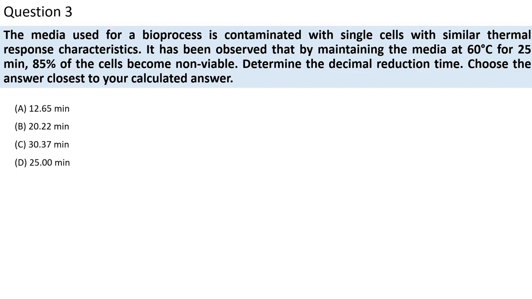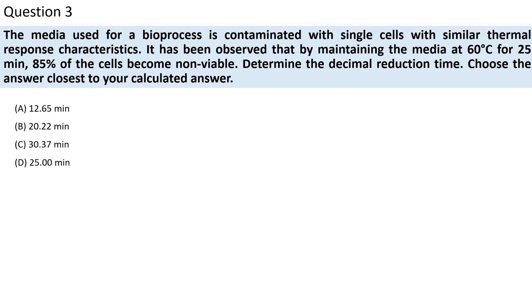So what has been asked is that they are maintaining the media at 60 degrees Celsius for 25 minutes. And what they have observed is that at the end of the 25 minutes, 85% of the cells have become non-viable, which means 85% of the cells are dead. So we have to find the decimal reduction point.